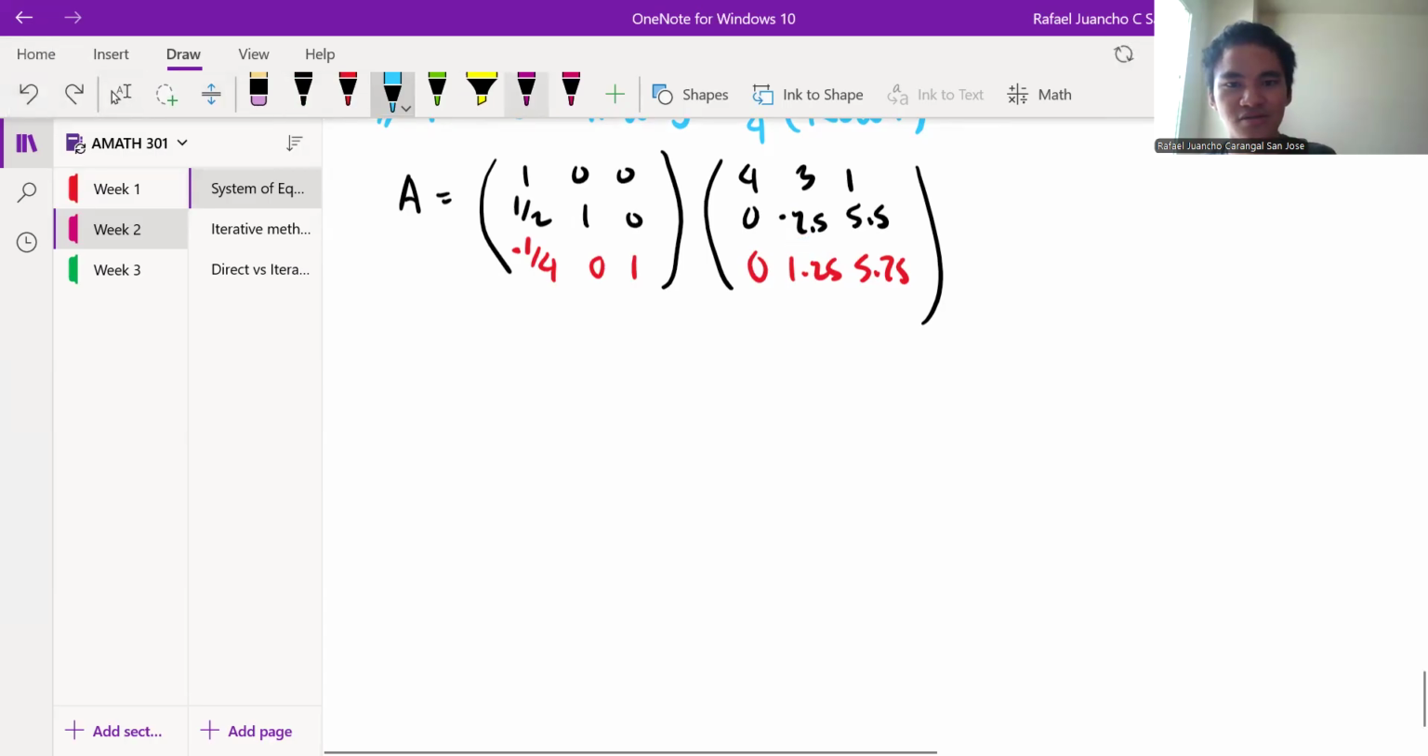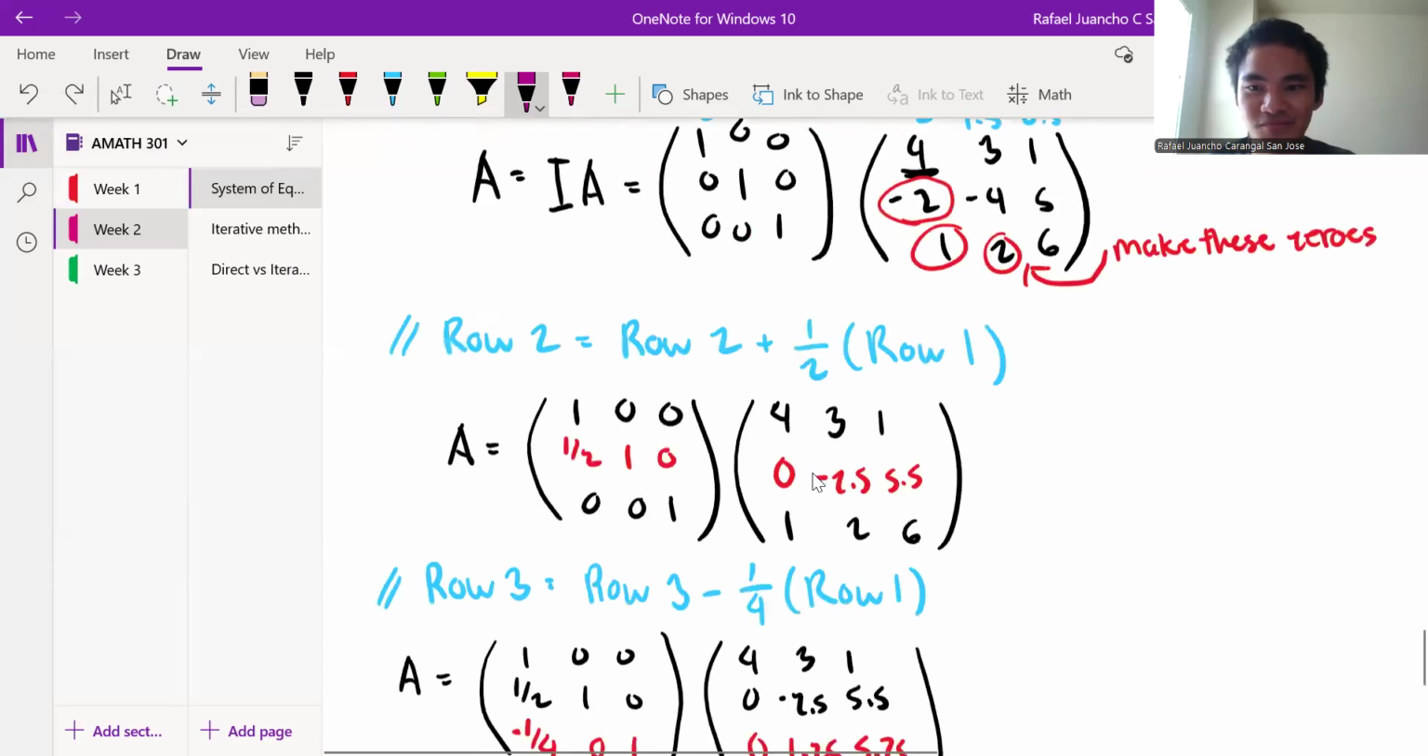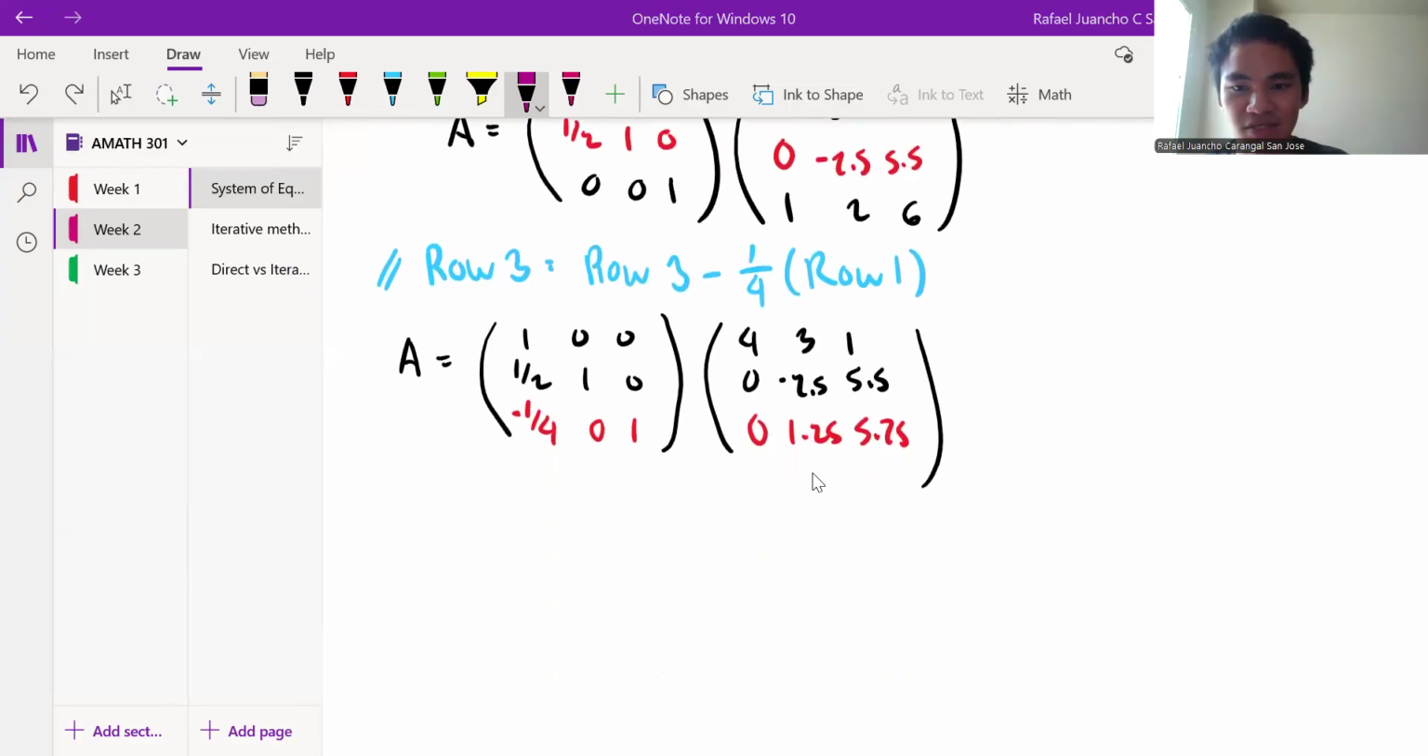So let's see. How do I turn this to 0, right? As I'm thinking about it, not really sure. Okay, let me see. So here we can actually add, or we can multiply 0.5 to row. So here we're saying row 3, right? I'm going to be multiplying 1/2 to my row 2.